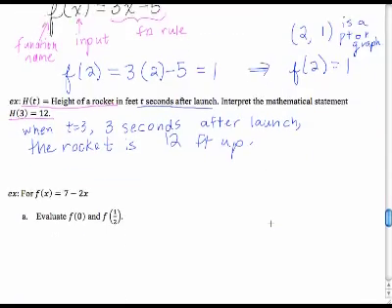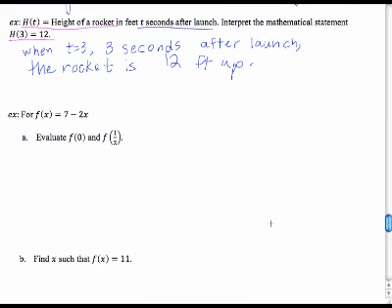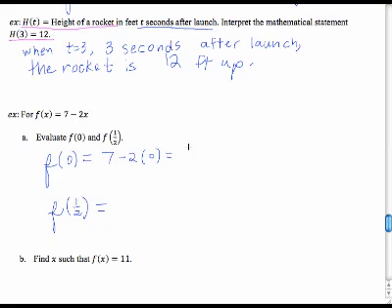Okay. There's several on your homework for you to practice this kind of thing. For this one, let's just find f of 0 and f of a half. Those are two separate questions. When we find f of 0, that means plug in 0 for x. So 7 minus 2 times 0 is 7. F of a half would be 7 minus 2 times a half. 2 times a half is 1, so 7 minus 1 is 6.